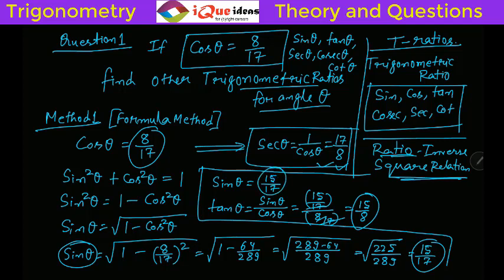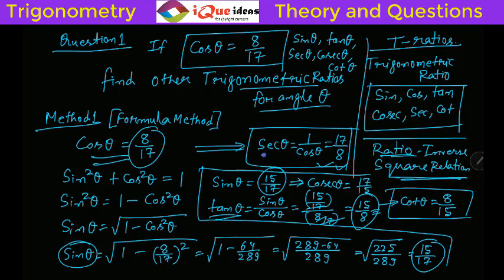Right? Now the inverse of sine theta will be cosec theta. So cosec theta is equal to the inverse of sine theta, that is 17 by 15. And from tan theta, we already have tan theta equal to 15 by 8. So the inverse of this, that is cot theta, will be equal to 1 by tan theta, that is 8 by 15. So as you can see, now we have calculated all of them.